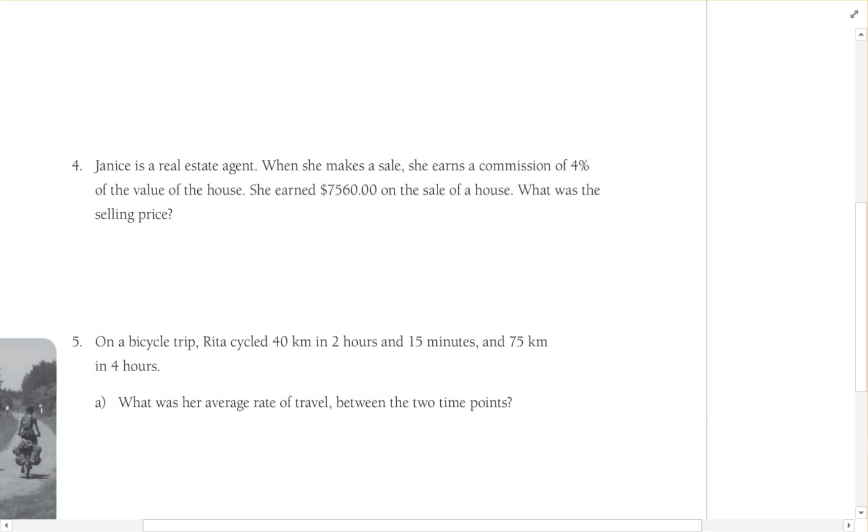All right. So Janice is a real estate agent. When she makes a sale, she earns a commission of 4% on the value of the house. She earns $7,560 on the sale of a house. What was the selling price?